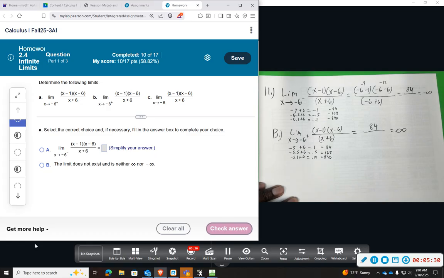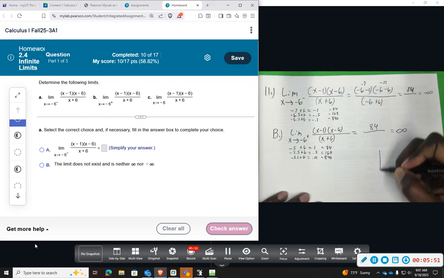Okay, so now that we've done both sides, one side is going to negative infinity, one side is going to positive infinity. Since both sides aren't going in the same direction, we would say that this function does not have a limit. The limit does not exist.